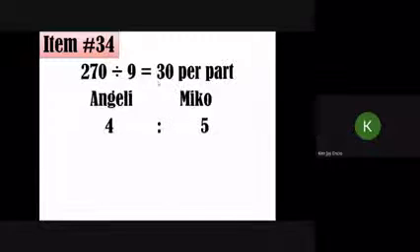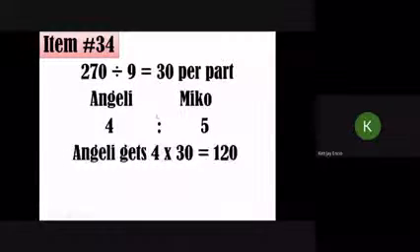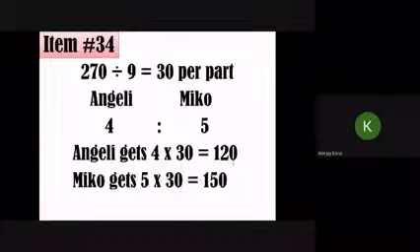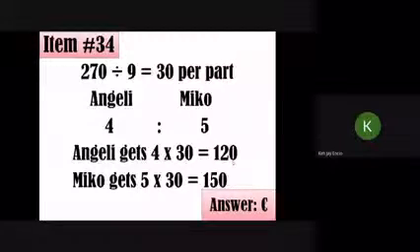Angeli gets 4 parts, Miko gets 5 parts. So for Angeli, that's 4 parts and 30 per part. So 4 times 30 will be 120. And for Miko, that's 5 times 30, which is 150. But anyway, we are just interested in Angeli's. We may omit Miko's. The correct answer here is letter C, 120. Sorry for that. Okay, I hope you get it.